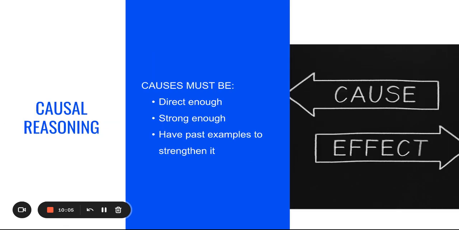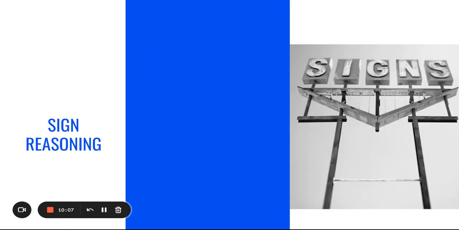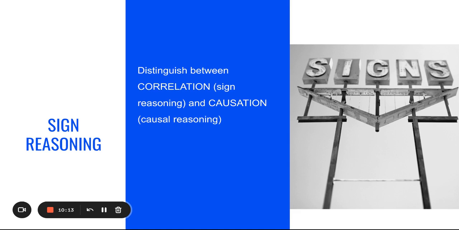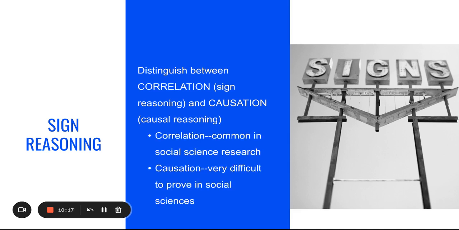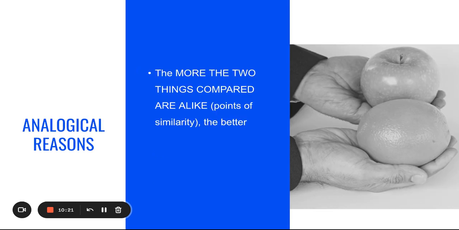Causal reasoning: causes must be direct enough, strong enough, and have past examples to support it. Sign reasoning: distinguish between a correlation and a causation. Correlation is common in social science research. Causation is very difficult to prove in social sciences.